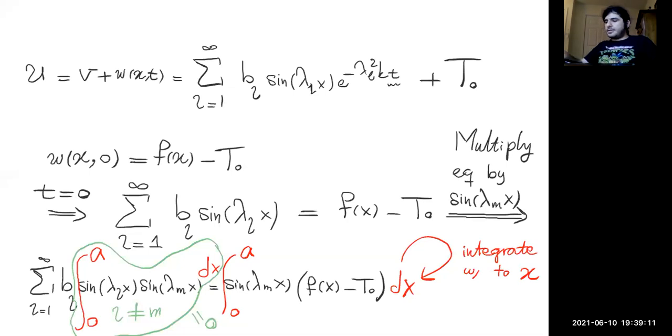Okay, so let's go to the next. That one term, for which the integral is not equal to 0, the integral would be equal to a over 2. So on one side, we have a lot of terms equal to 0 plus bm, this is where m and l are equal, times a over 2, that would be the left-hand side.